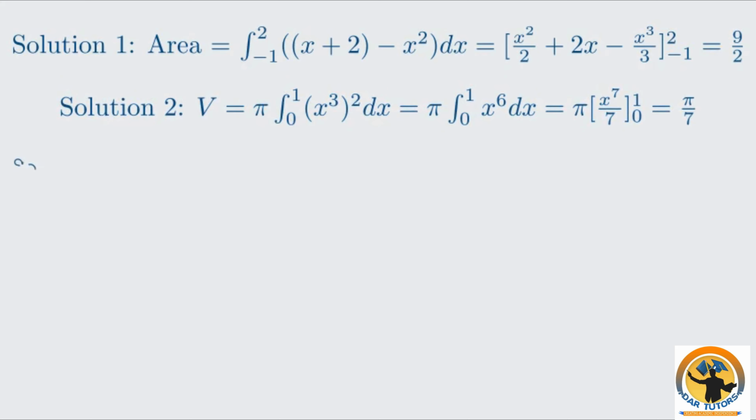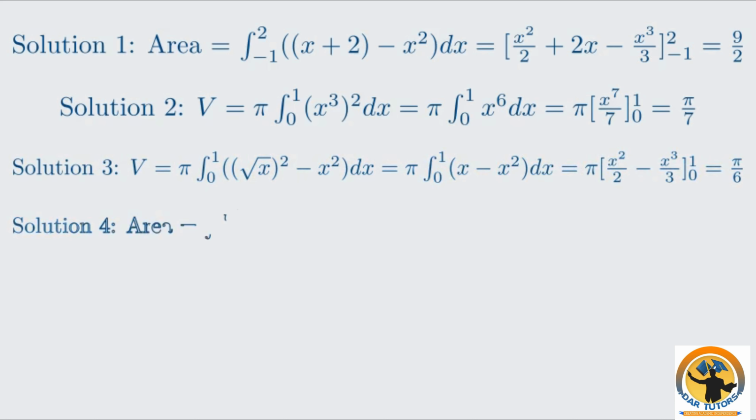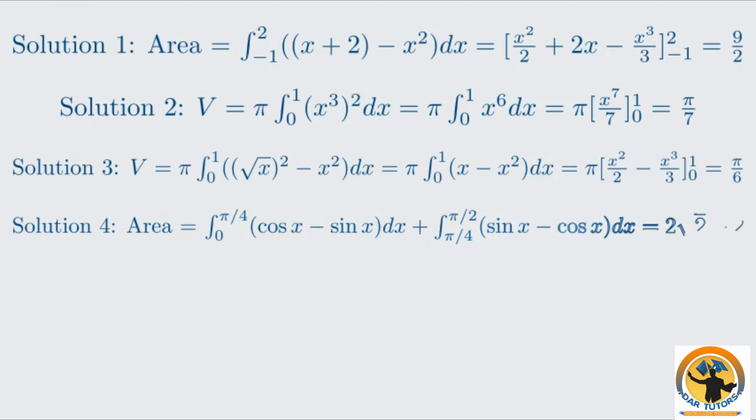For question 3, we use the washer method. The outer radius is the square root of x, and the inner radius is x. The volume is pi times the integral from 0 to 1 of x minus x squared, which evaluates to pi over 6. For question 4, the curves intersect at pi over 4. From 0 to pi over 4, cosine is above sine. From pi over 4 to pi over 2, sine is above cosine. We split the integral and add the absolute values of the results. The area is 2 times the square root of 2 minus 2.